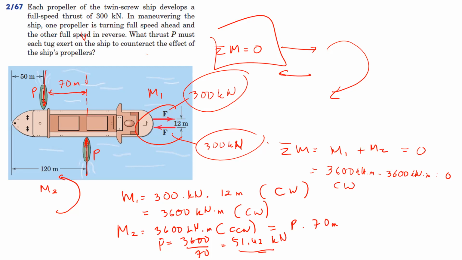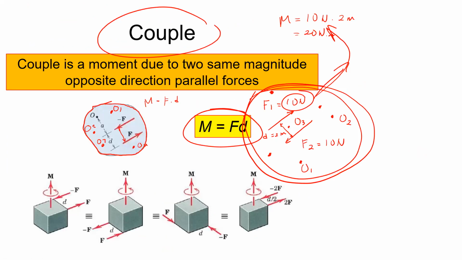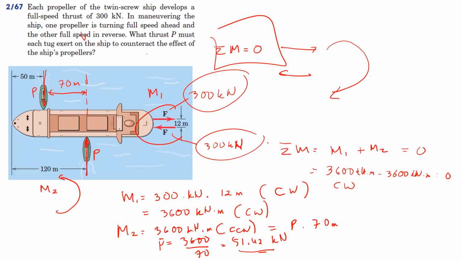But when we talk about couple, I clearly said before that a couple will create exactly the same moment value at each point of the body. So in this case, we have one couple here. Wherever the center of rotation is, the moment caused by this particular couple will be the same. And the second couple as well, wherever the center of rotation is, the moment caused by this couple will be the same. Do you get it, William? Yes, thank you, sir.